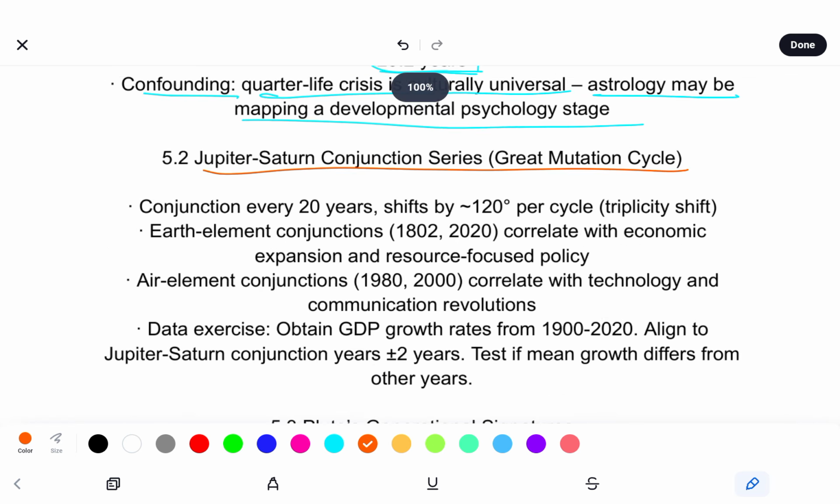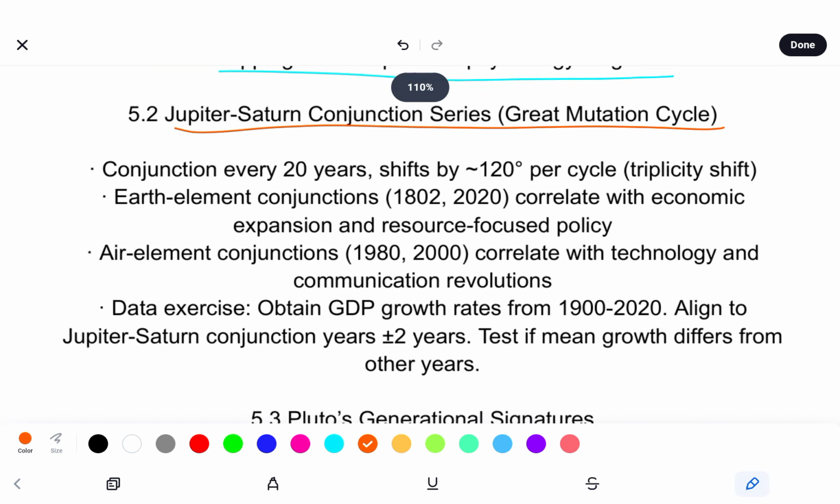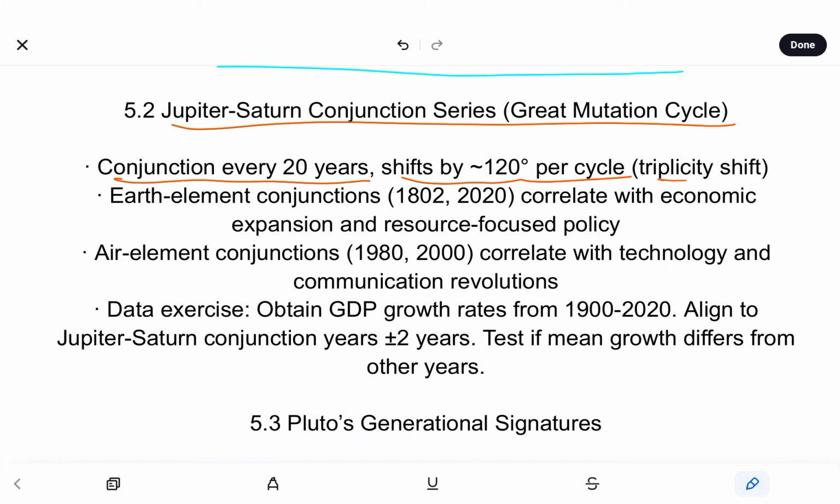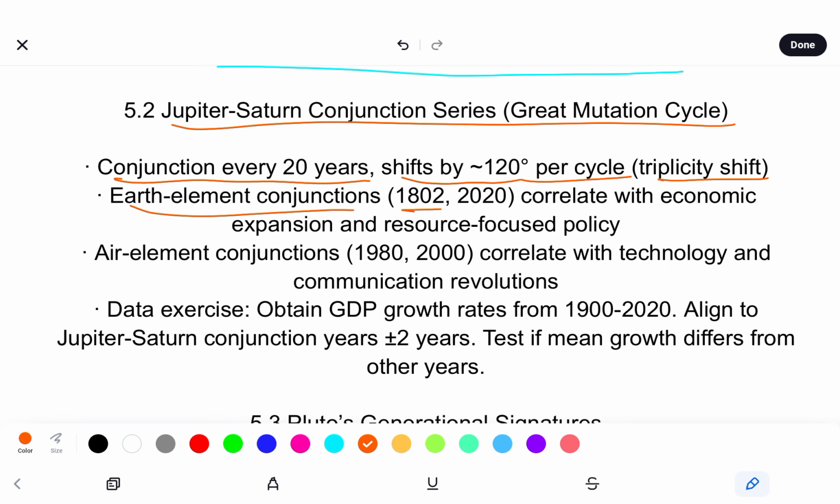Jupiter-Saturn conjunction series, the great mutation cycle. So we see a conjunction every 20 years, shifting by 120 degrees per cycle, the triplicity shift. Earth element conjunctions, 1802 through 2020, correlate with economic expansion and resource-focused policy. Air element conjunctions from 1980 to 2000, for example, correlate with technology and communication revolutions.